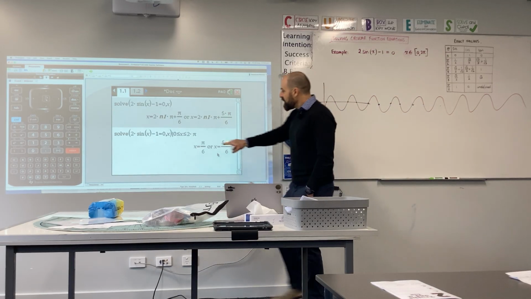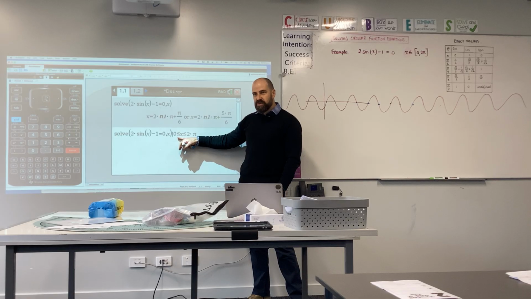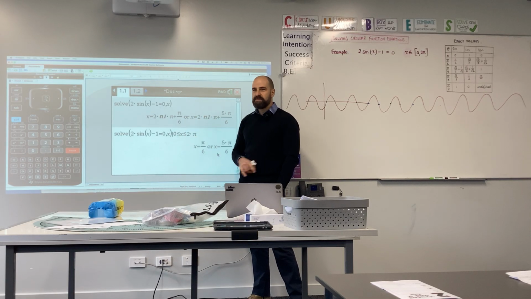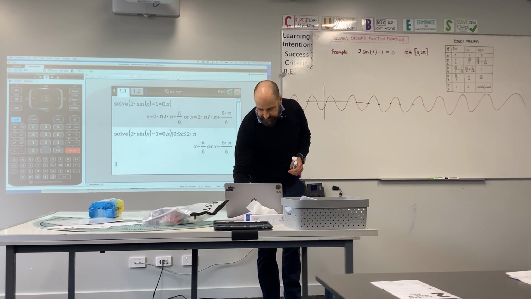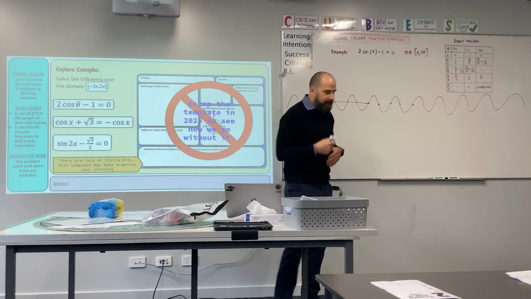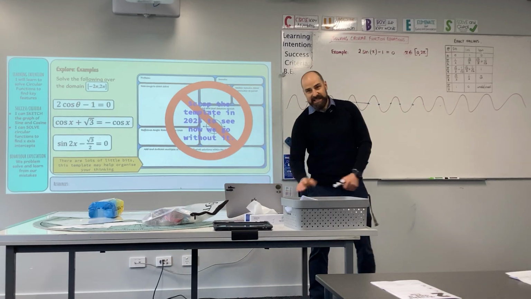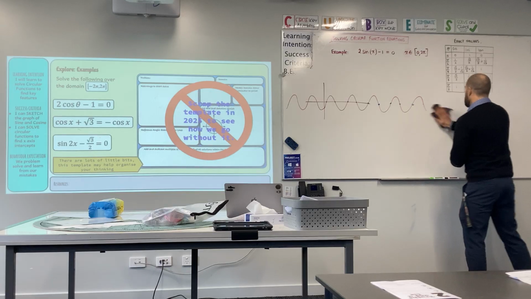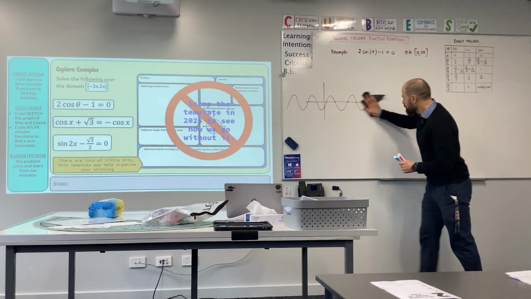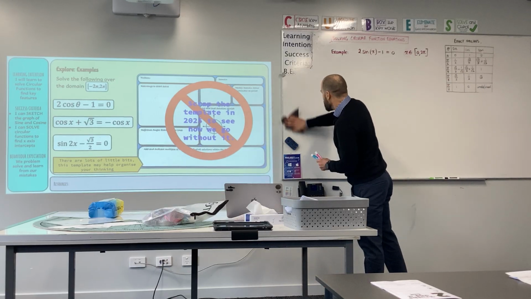So, solving circular function problems, we need to set a domain, otherwise you'll get this ugly thing that includes every possible answer that's available. But we do have to do it by hand sometimes. I'm so over time. So let's look at how we do it by hand.